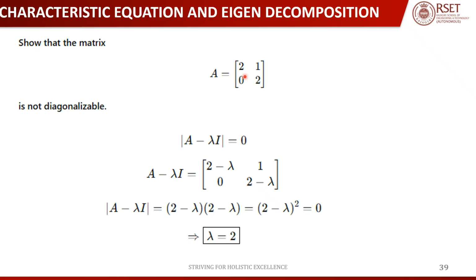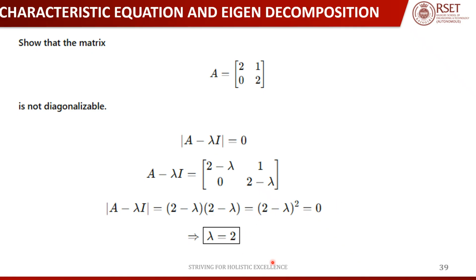You are given a particular matrix 2, 1, 0, 2. We are asked to find whether it is diagonalizable. As mentioned above, a particular n by n matrix is diagonalizable if and only if we are able to get n linearly independent eigenvectors. Since it is a 2 by 2 matrix, it is diagonalizable if we are able to find two linearly independent eigenvectors. So by finding the characteristic value, by equating the determinant of A minus lambda I equal to 0, you have the value of lambda equal to 2.